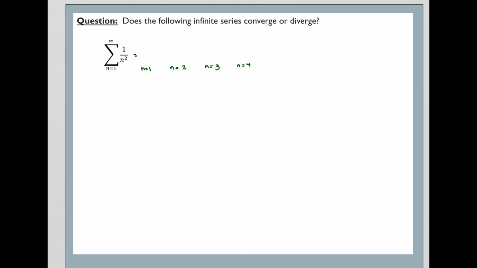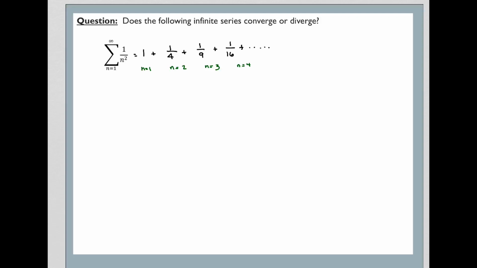When n is 1, I have 1 over 1 squared, which is 1. When n is 2, I have 1 over 2 squared, which is 1/4. When n is 3, I have 1 over 3 squared, which is 1/9. When n is 4, I have 1 over 4 squared, which is 1/16, etc. In fact, this is the series that has the perfect squares in the denominators.